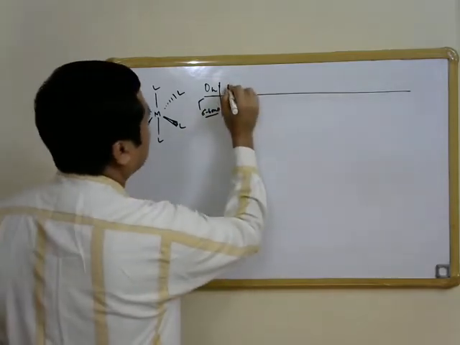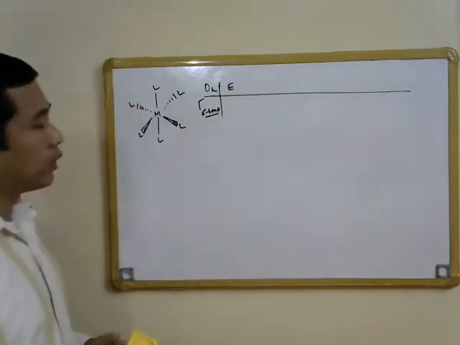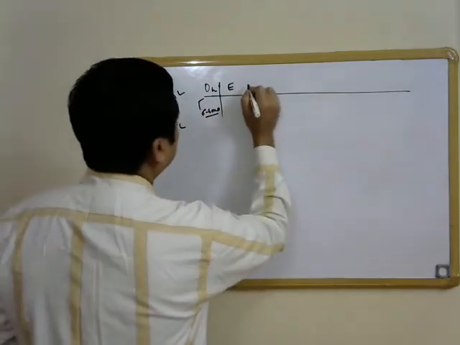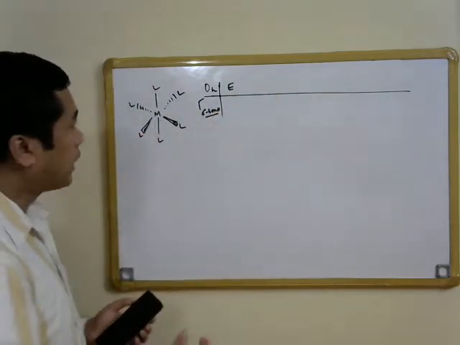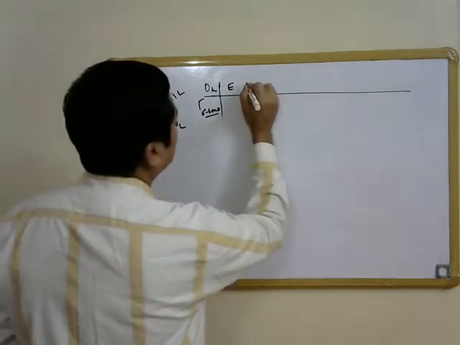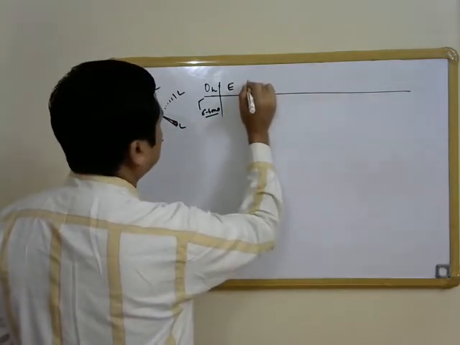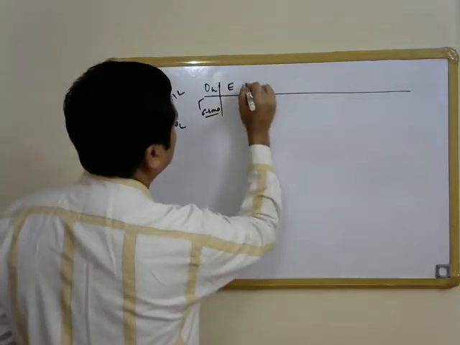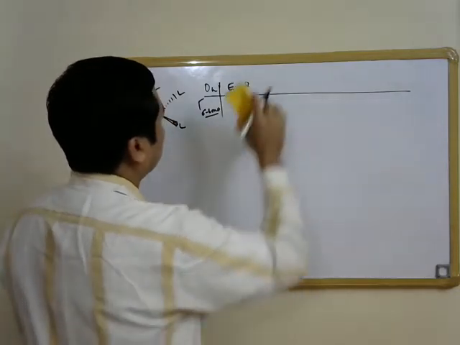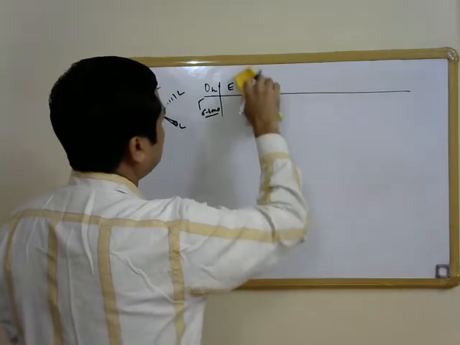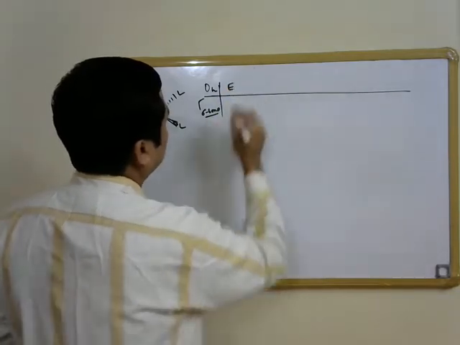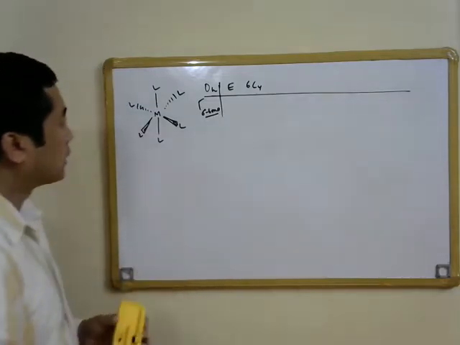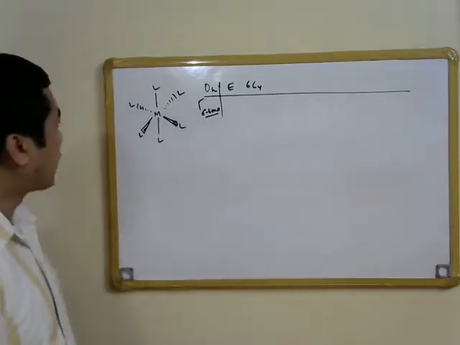So we know there is identity operation in the Oh point group. Then we have 3 C4 axes of symmetry, and each of these C4 axes produces 2 symmetry operations, and that is why we have a total of 6 C4 operations, and all of them are in the same class.